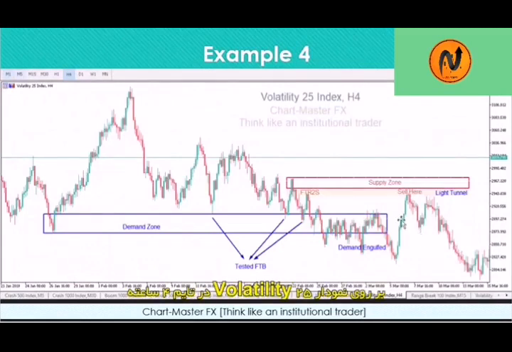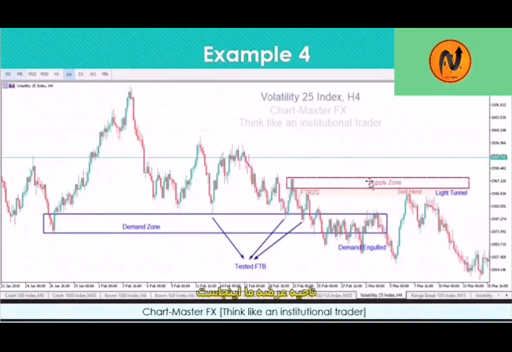So in example number 4 here, we're in volatility 25 index on H4 time frame. So guys, you can see here we have our demand zone here. So we have our demand zone, and supply was actually created after the demand zone.